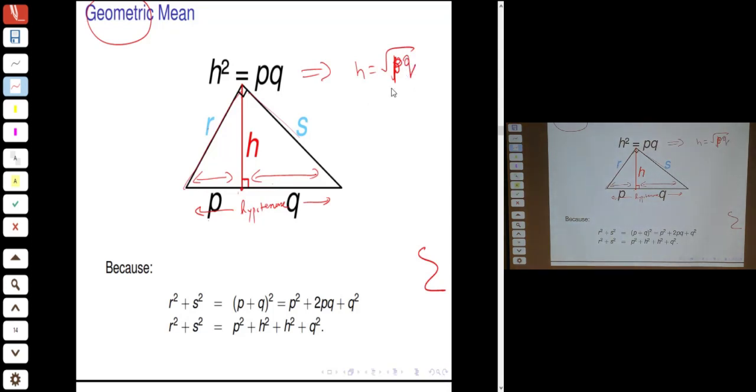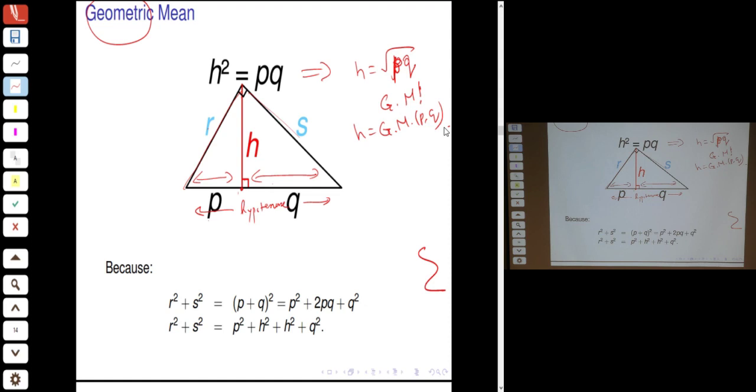Okay. So, H is equal to the geometric mean of P and Q. So, it has a natural geometric interpretation. And how do you show this? It is very easy. How do you see this? It is very easy from the Pythagoras theorem.